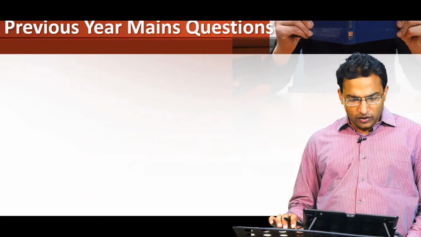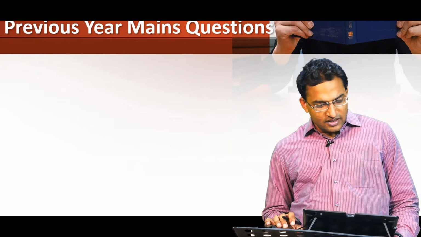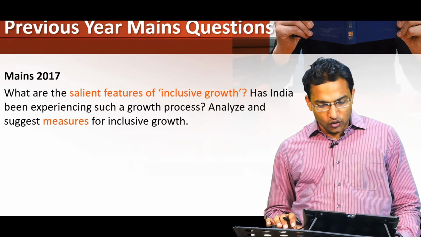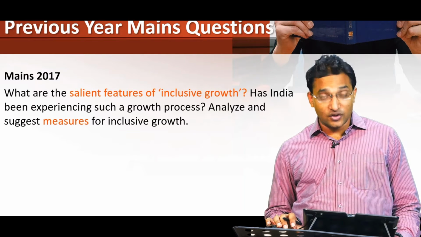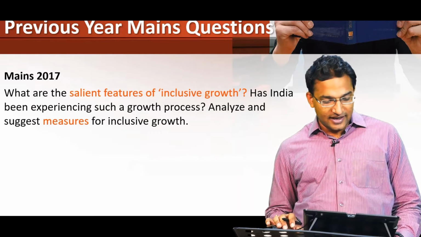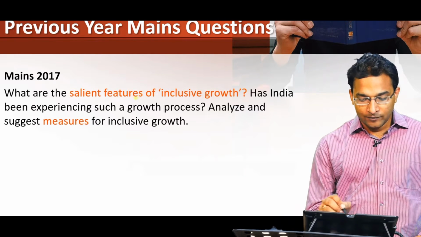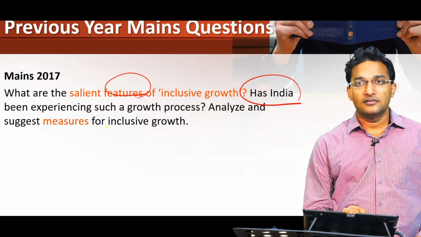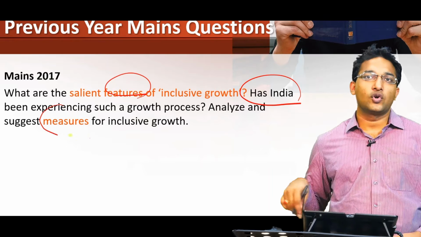Now, first of all, let us see the previous year questions. In 2017, the question was, what are the salient features of inclusive growth? Has India been experiencing such a growth process? Analyze and suggest measures of inclusive growth. So the question is upon features, whether India has been achieving this or not, and what are the measures of inclusive growth.